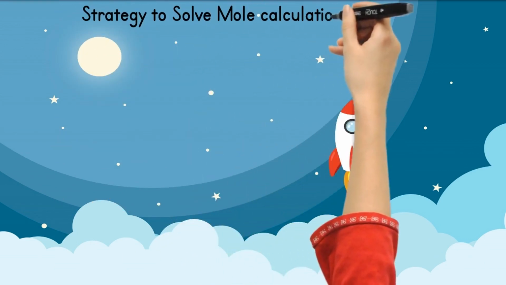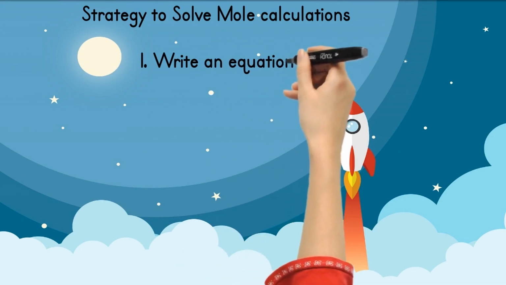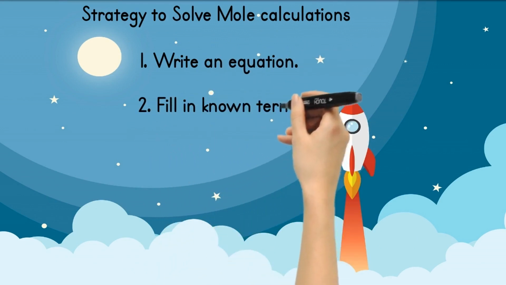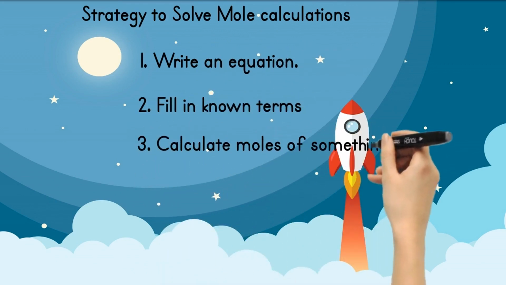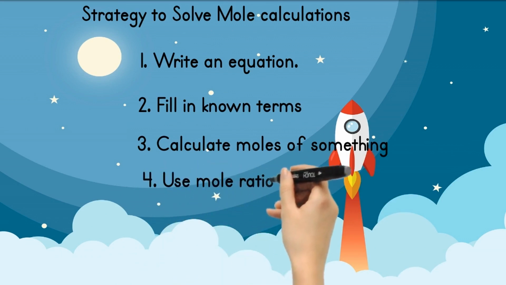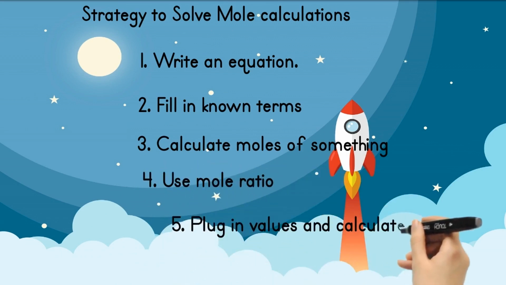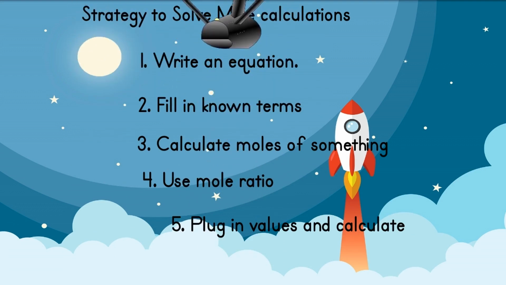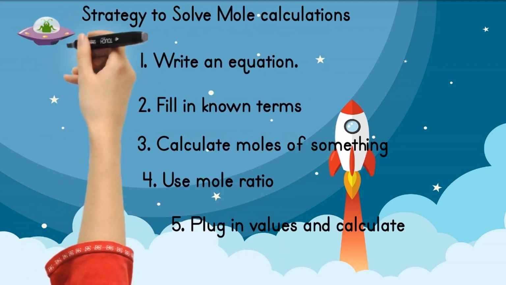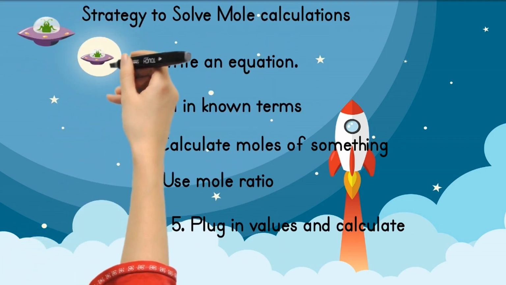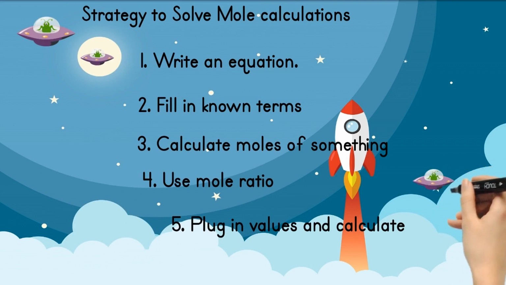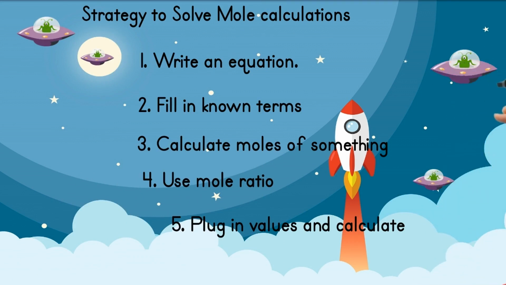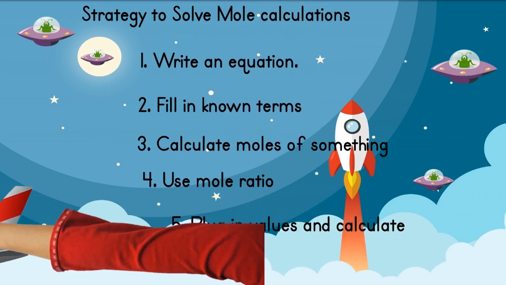There is a 5-step strategy to solve complicated mole calculations. First, decide what to calculate and create an equation. Then add known terms. Thirdly is to calculate the moles of something given in the question. A diagram may help you here. The 4th stage is to use mole ratios, which are also known as stoichiometric coefficients, to calculate the unknown moles you need. Finally, plug values in and calculate with units.